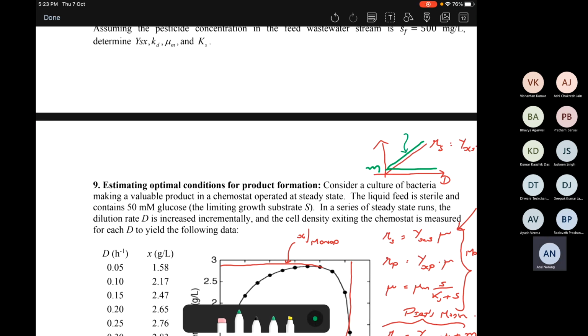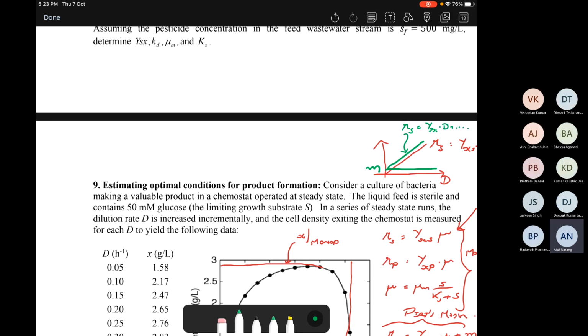Both will give RS equal to (1/Y_XS) times D plus some constant. That constant is M in the case of the PERT model, because it simply says that there's an additional quantity M of substrate being consumed at the rate M. But in the case of the Herbert model, it'll be proportional to this quantity Kd.